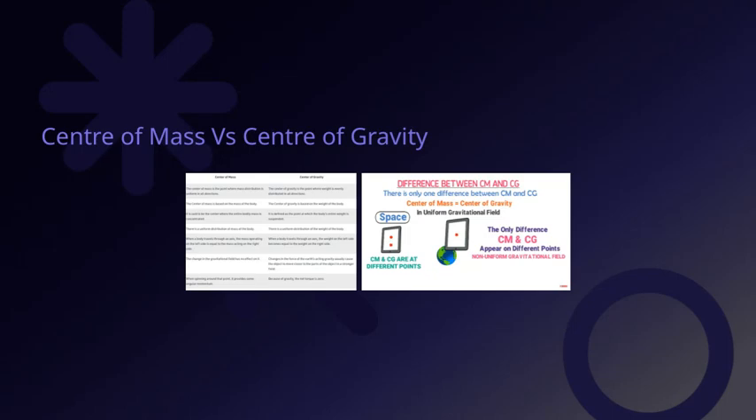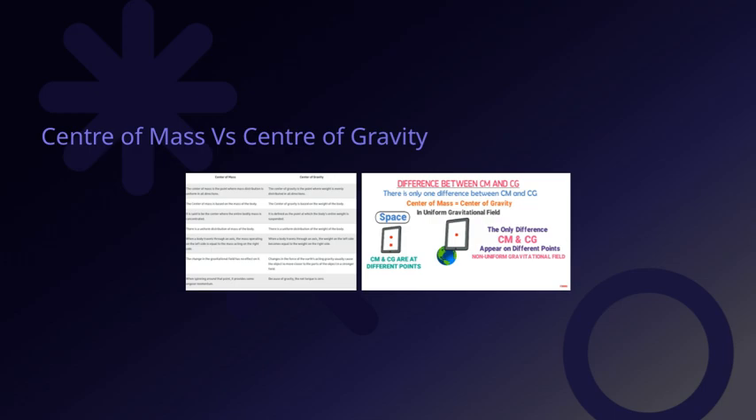Let's take a closer look at the distinction between the center of mass and the center of gravity. Although these terms are often used interchangeably, they have subtle but important differences. The center of mass is the point where the entire mass of an object can be considered to be concentrated. It's a fixed point that depends solely on the distribution of mass within the object itself. On the other hand, the center of gravity is the point where the gravitational force can be considered to act.